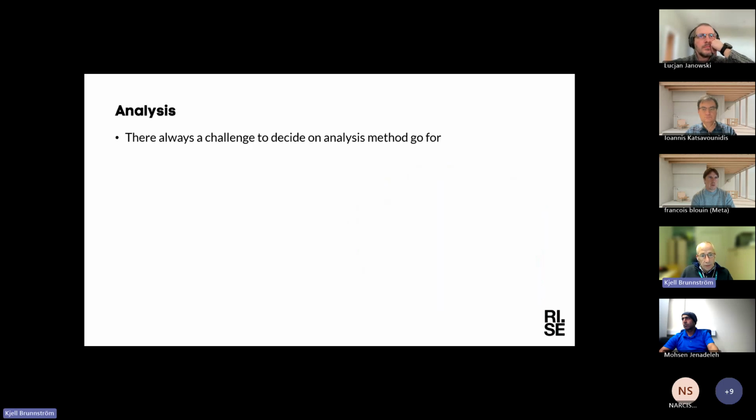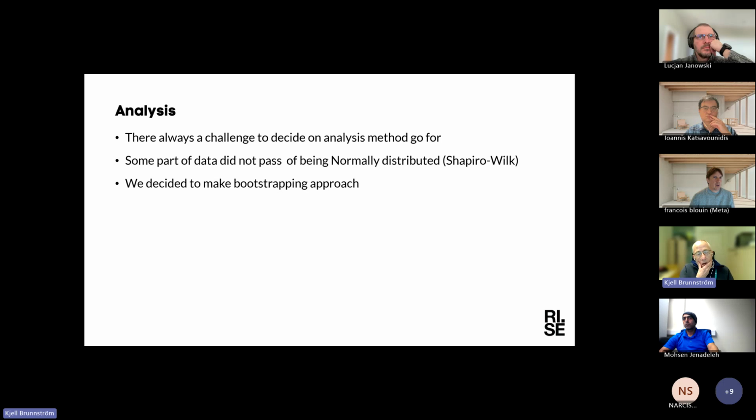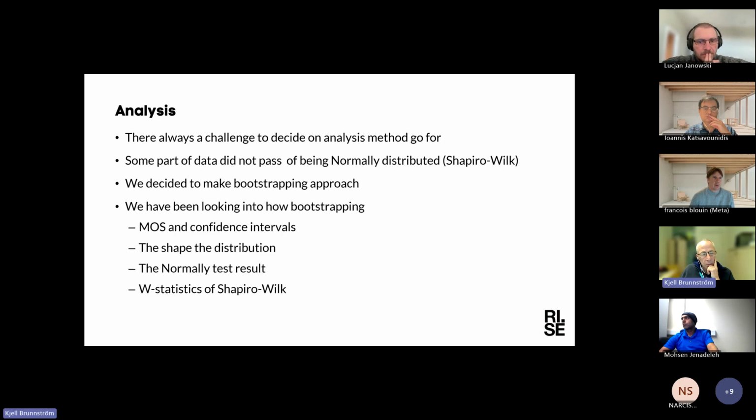So the analysis, one of the challenges we have is to decide on the analysis method to go for. And as usual, one can try to check if the underlying distributions are normally distributed, as we did, and then the question comes up what to do. Should we go non-parametric? Should we go parametric anyway? And so on. So I started to look into the bootstrapping approach. So if we can have a bit of a digression on this.